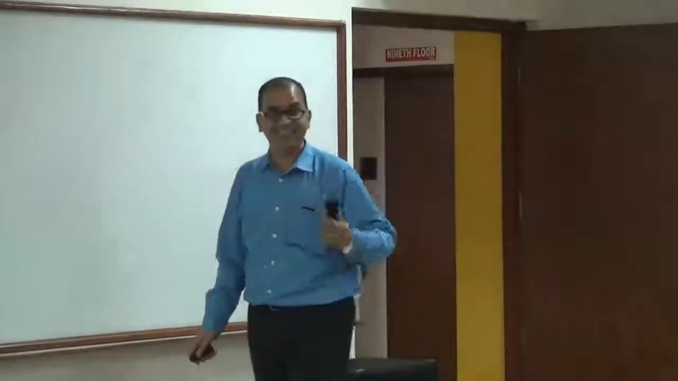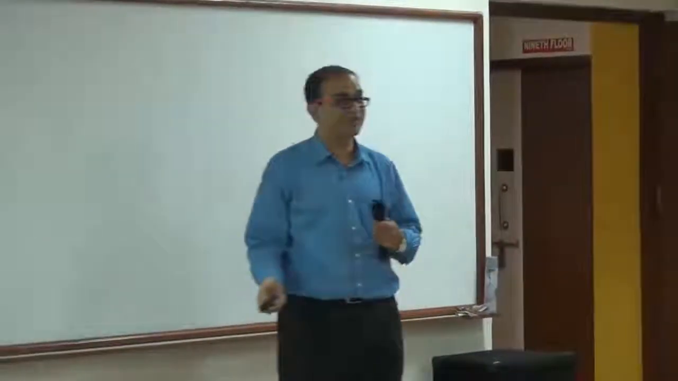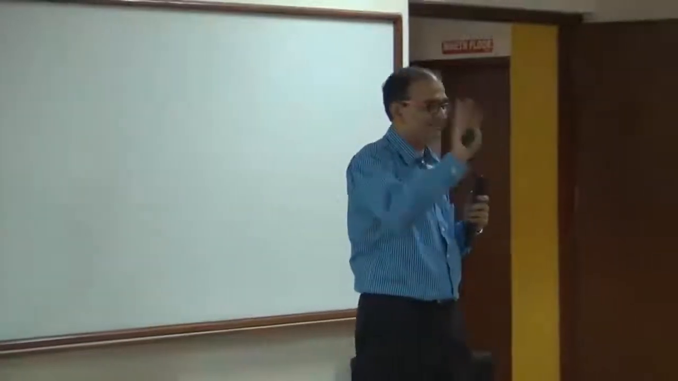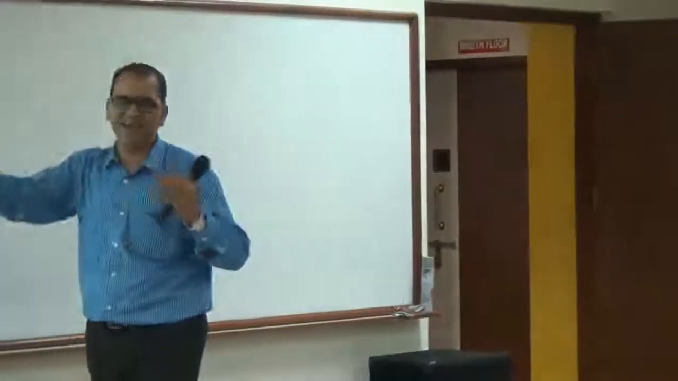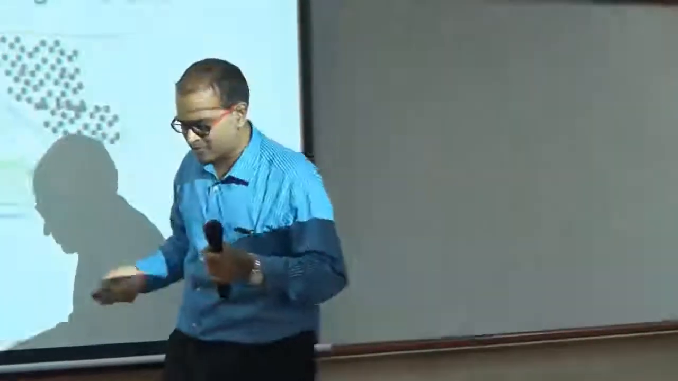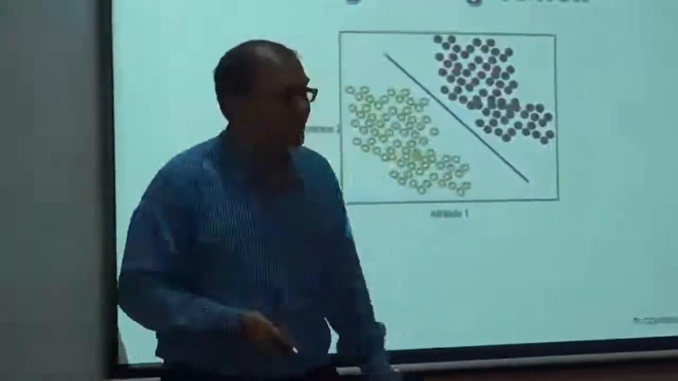Even if the engineer scares you that the equation of this line is 1 by 1 plus e power minus, you just tell him, no, I know it's just a straight line. You just draw a straight line on a plane. Depending on high dimension there are more attributes, but essentially it's just a straight line.